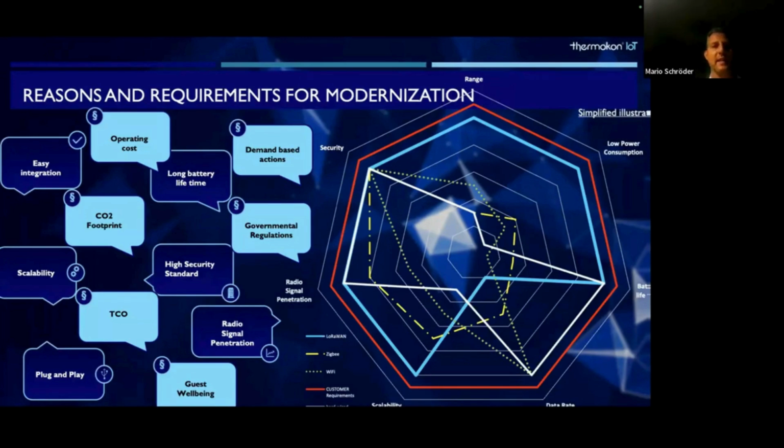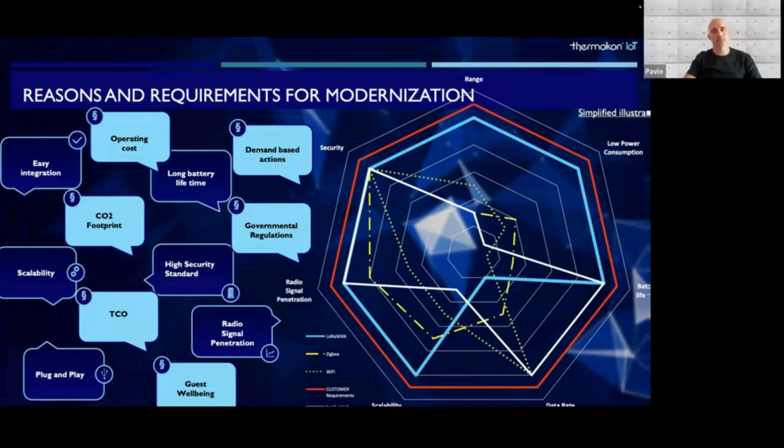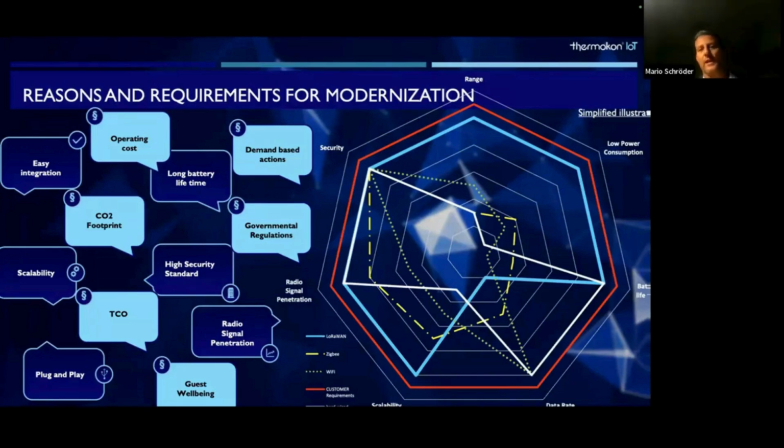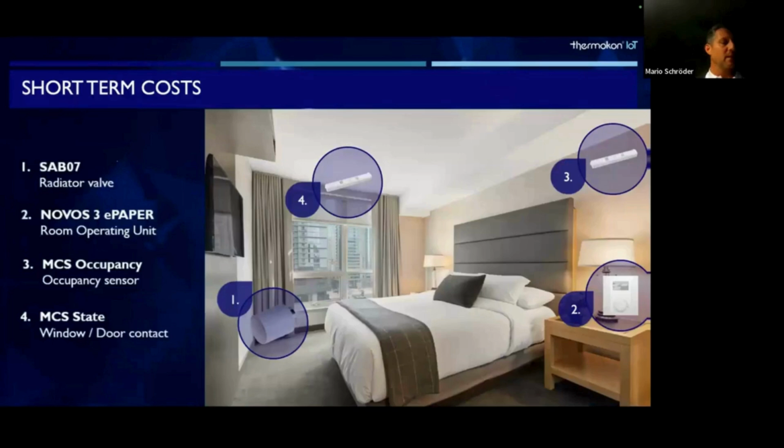So the red line indicates the requirements from the customers, and the blue line, the LoRaWAN performance. The other lines are just other radio technologies. And what you can see here very clearly is that LoRaWAN covers most of the requirements referring to modernization of existing commercial use buildings like a hotel room.